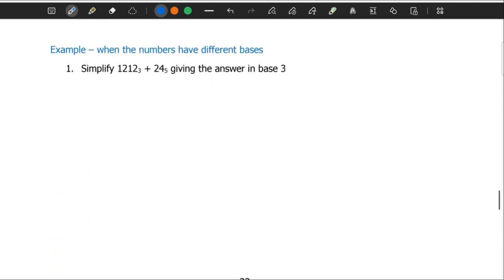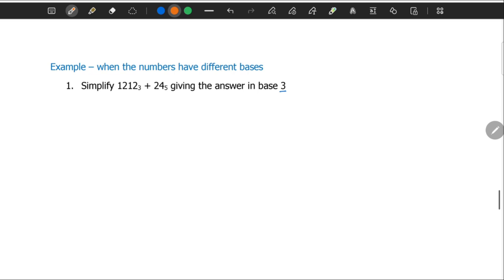So now an example when the numbers have different bases. So in this case, we have 1,212 to base 3 plus 24 to base 5. Give the answer in base 3. So I would say the first thing, we have two different bases, right? And we have to deal with them. So the first thing is convert 24 to base 3.